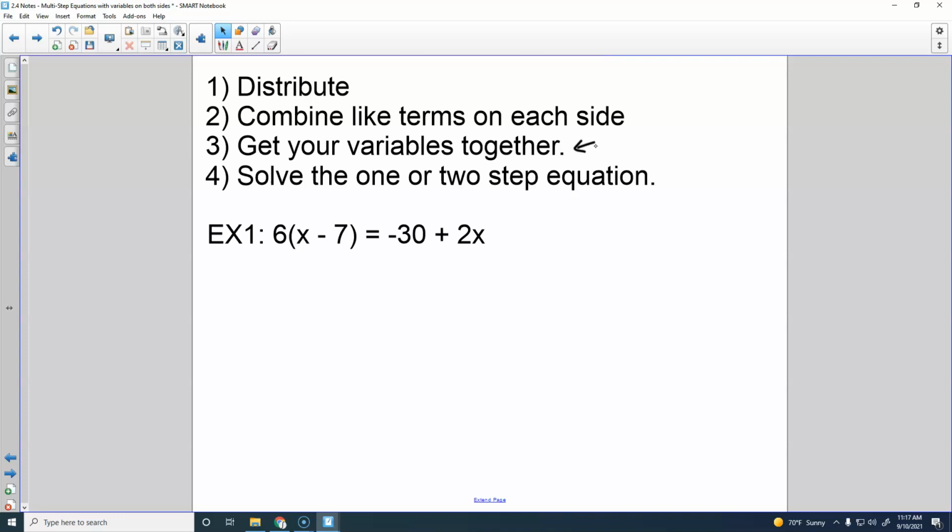So 1 is still distribute, 2 is still combine like terms on each side, 3 is you need to get your variables together, and we'll see what that means here in a second, and 4, solve the 1 or 2 step equation. This is 4.